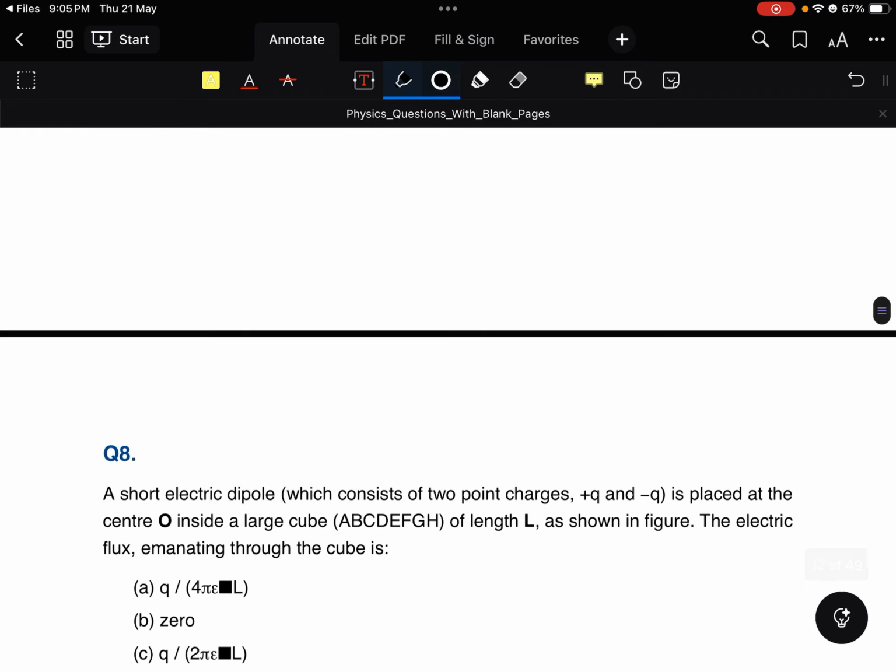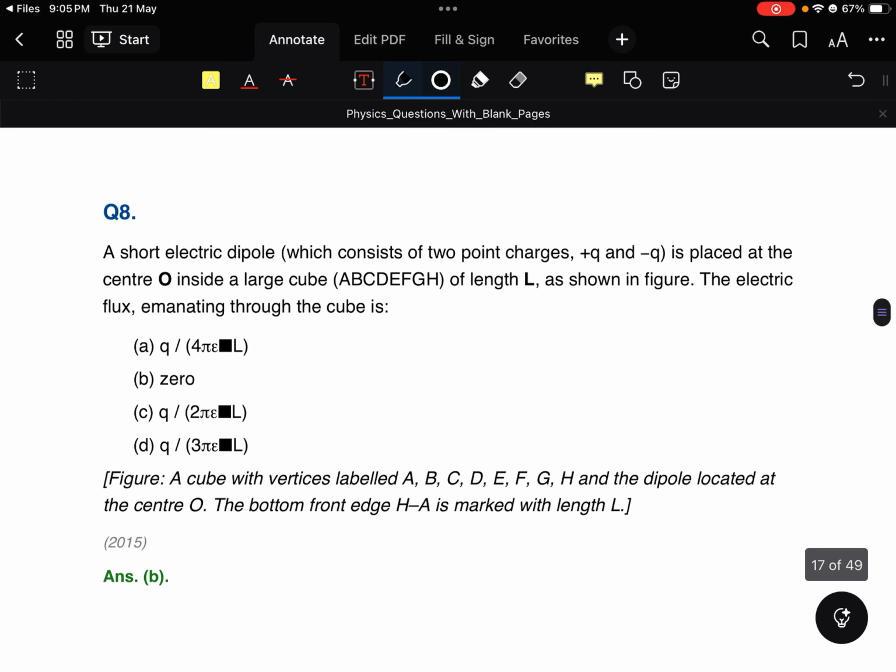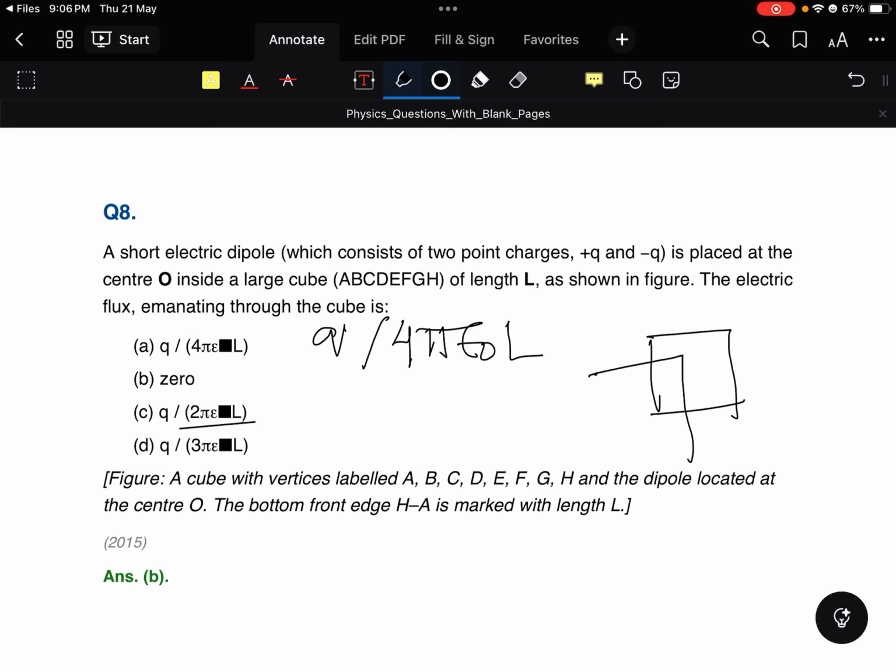Now you see the next question. Question number 8. It is clear. Here it is Q upon 4 pi epsilon naught capital L. Similarly in the other, it is clear, 2 pi epsilon naught L. You can see in the book. Now a short electric dipole is placed at the center O inside the large cube A, B, C, D, E, F, G, H of length L. Means inside the cuboid electric dipole is kept. Means this is the cuboid, and inside this cuboid dipole is kept.